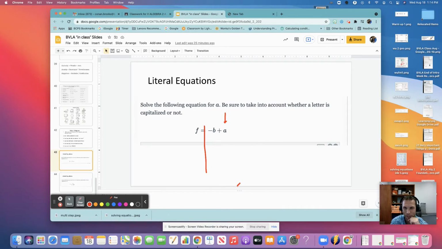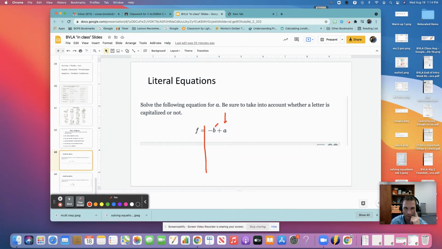That means we need to get A by itself. And we're gonna think about like terms. So we cannot combine things that are not like terms. And we're going to think about inverse operations, because ultimately we're thinking like, is it multiplied, subtracted, divided? And then we're going to do the opposite of that, okay?